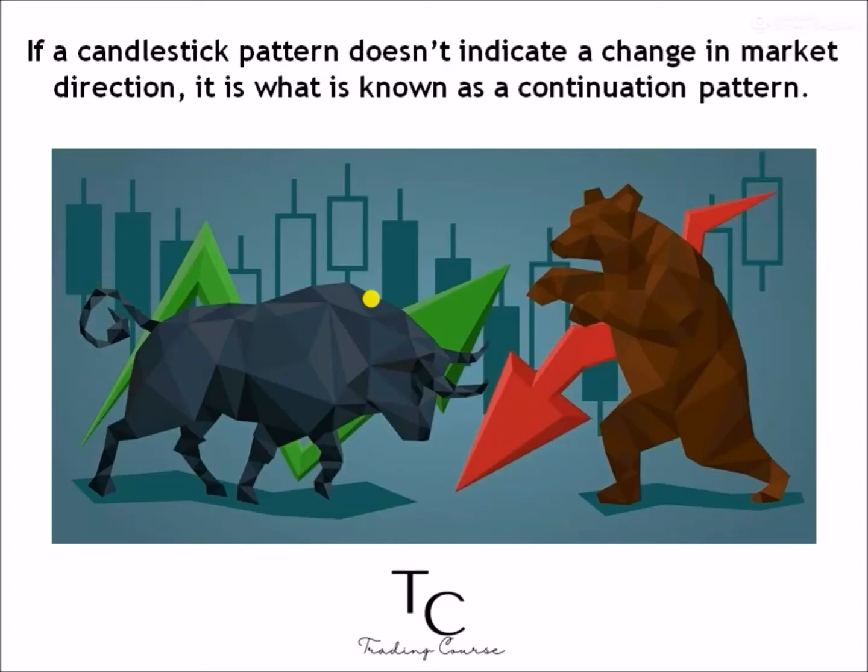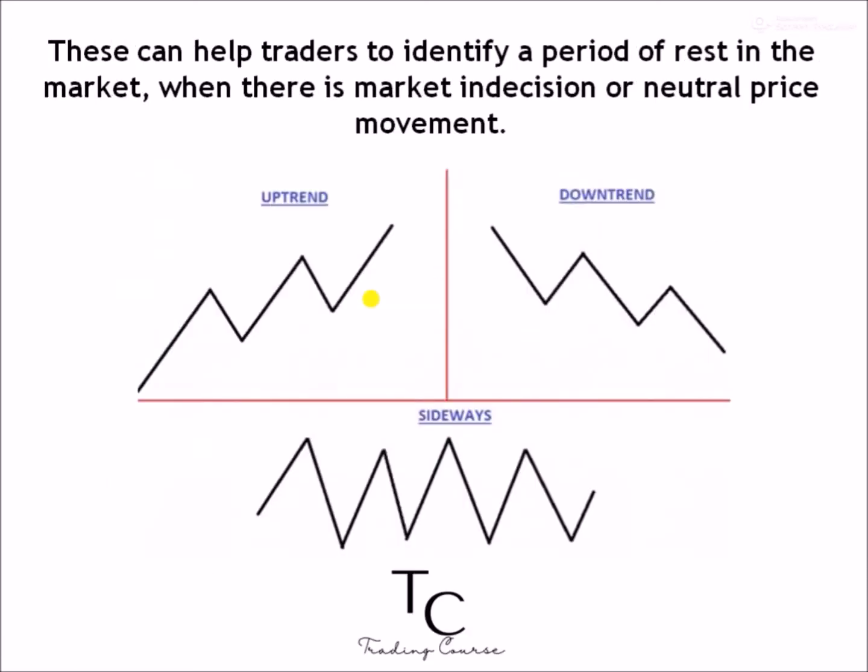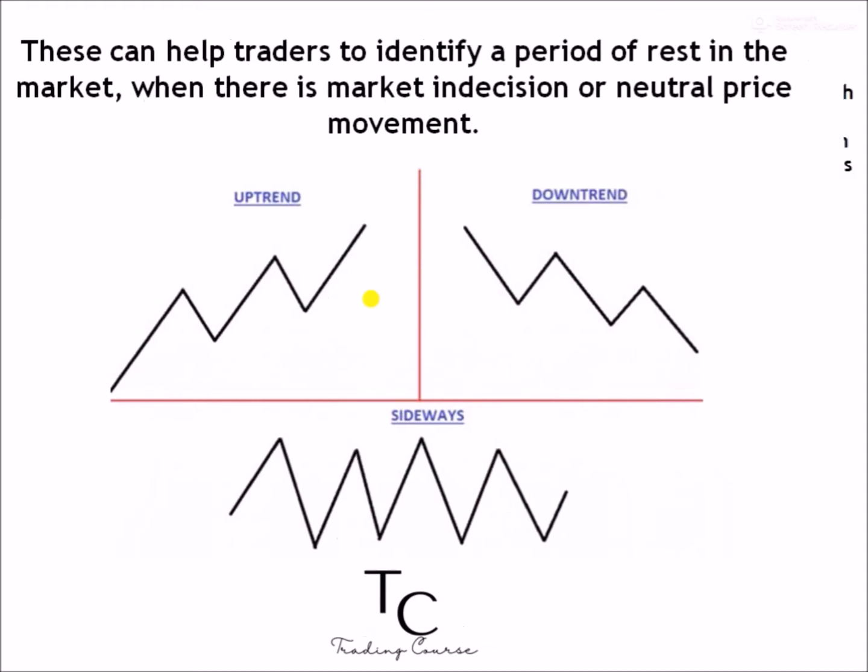If a candlestick pattern doesn't indicate a change in market direction, it is what is known as a continuation pattern. These can help traders to identify a period of rest in the market, when there is market indecision or neutral price movement.